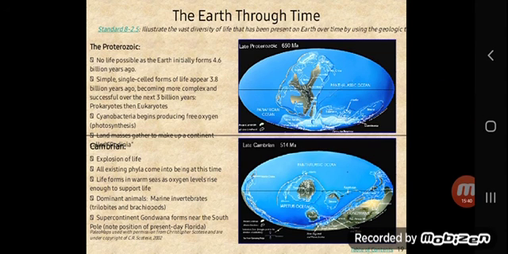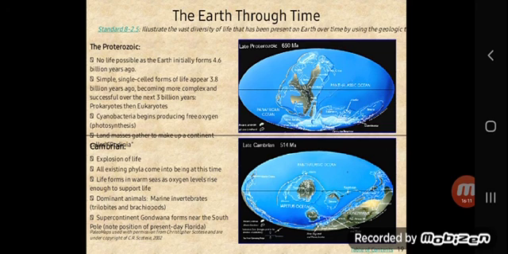So, the Earth through time. In the Precambrian, no life was possible as the Earth initially formed 4.6 billion years ago. Simple single-celled forms of life appeared 3.8 billion years ago, becoming more complex and successful over the next 3 billion years. Prokaryotes then eukaryotes. Cyanobacteria begin producing free oxygen through photosynthesis. Land masses gather to make up a continent.